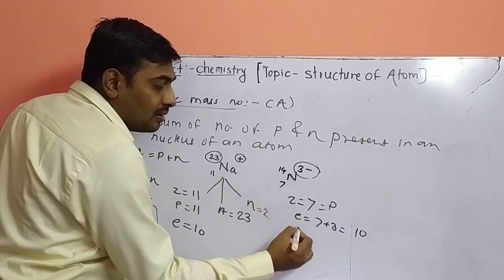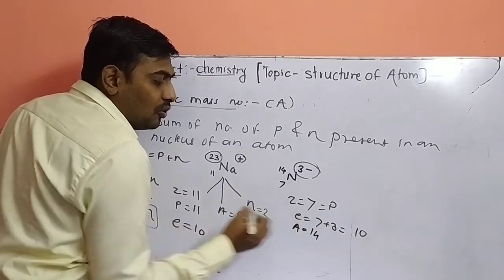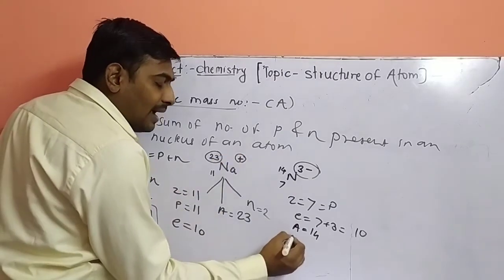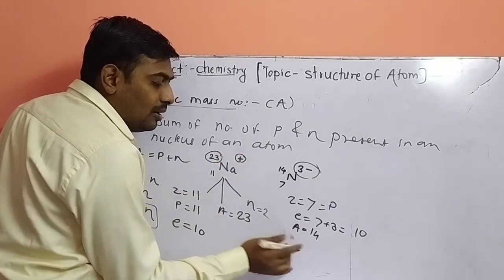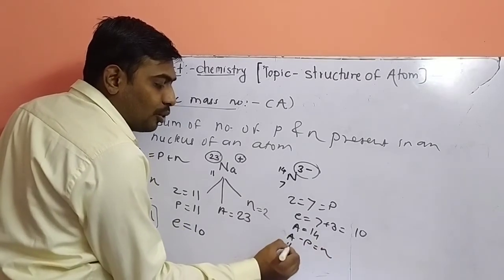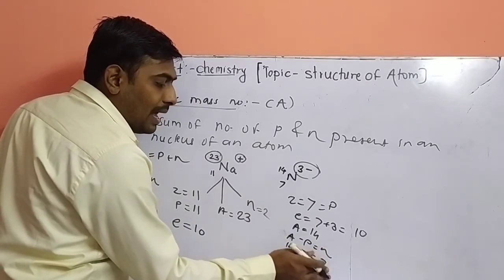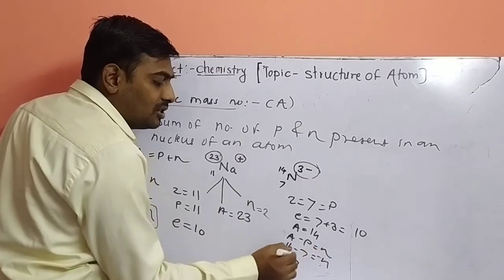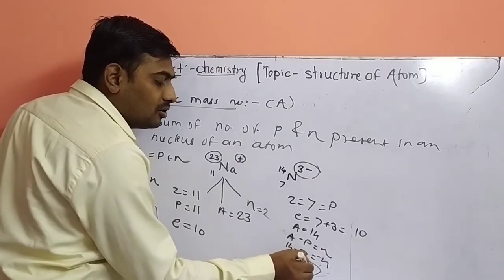So in this ion, A is equal to 14, the atomic mass, that is given. Again the formula to calculate the neutron is the same: A minus P is equal to N. So what will it be? 14 minus 7 is equal to N. So it will be equal to 7.